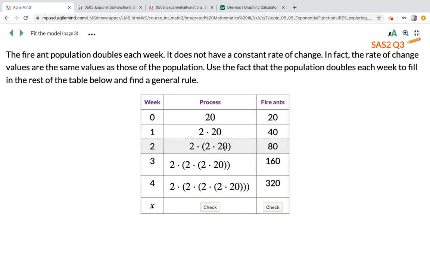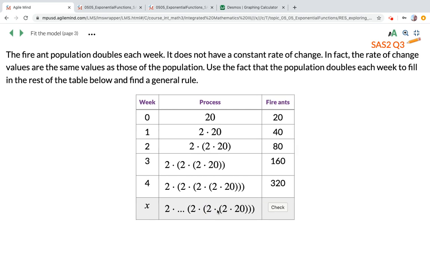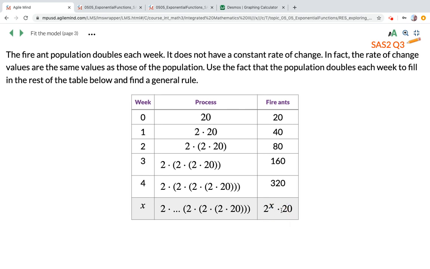The 20 is always hanging out. I can't get rid of the 20. But I'm just going to keep multiplying 2's, and the number of 2's I multiply is going to be based on how many weeks we're in there. So that means I'm just going to keep multiplying 2's, and that 20 is going to stay the same. So that means that I've got 20 for what I started off with. But as far as how many 2's I multiply, it depends on the number of weeks.